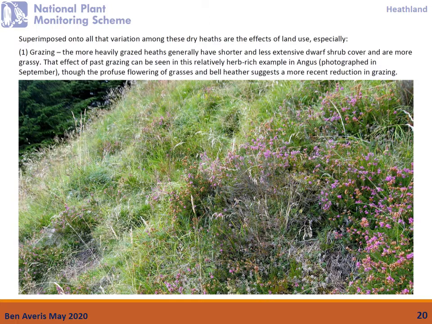That's because those plants are very palatable. And when that happens, there's more space left for the grasses to grow. And depending on how much grazing there is, you can get a heath becoming just a bit more grassy, or it can continue and, being more and more grazed, actually turn into a grassland if it ends up with insufficient cover of dwarf shrubs to be classified as heath.